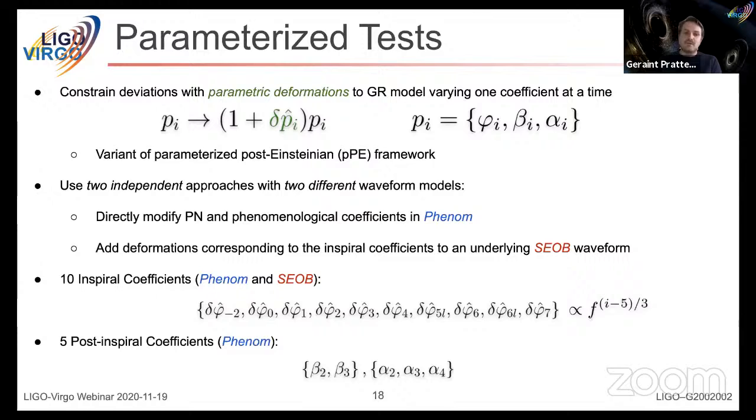Certainly when we're looking for, for instance, a violation of general relativity, we do require violations to be seen in both waveform models, otherwise we perhaps have a problem. So the frequency scaling of these PN coefficients is given on the right-hand side. Whereas for the post-inspiral regime, this only occurs in the Phenom model. These are phenomenological parameters that are exclusive to IMRPhenom. So we have two beta coefficients in the intermediate and three alpha coefficients in the merger ringdown. If you go to the next slide, please.